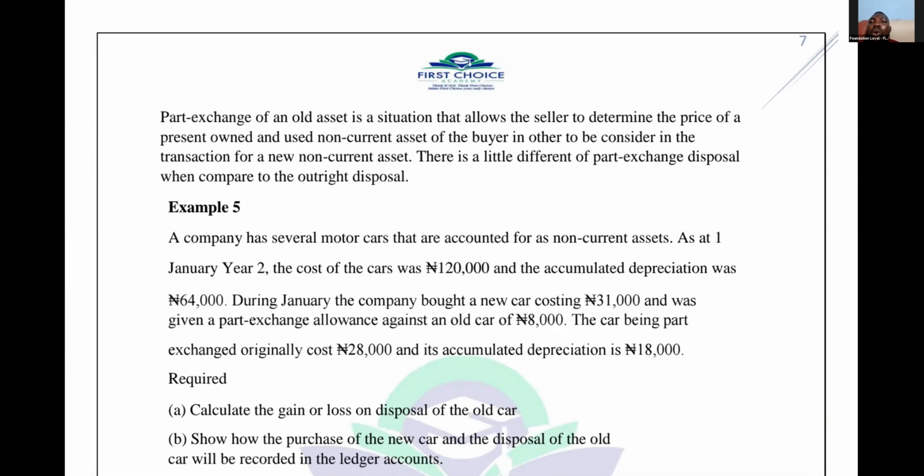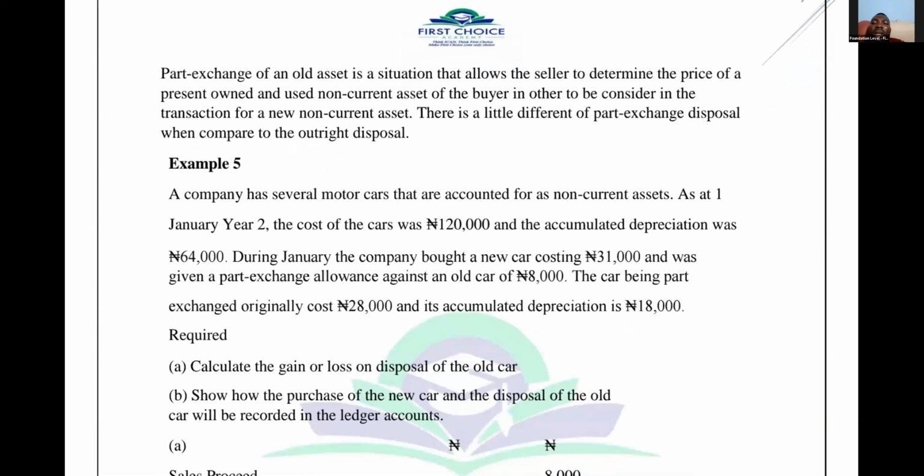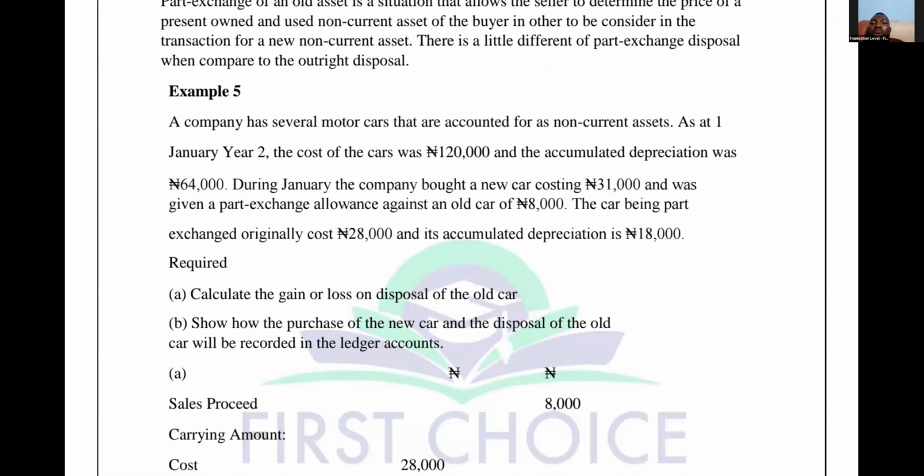That is part exchange of an old asset in a situation that allows the seller to determine the price of the present owned and used non-current assets of the buyer in order to be considered in the transaction of the new non-current asset. So you are submitting your old asset, and the seller will now determine what is the worth of this asset that you are bringing. Once you determine it, you now go ahead and place a value on it. So let's look at an example, then we move on from there.